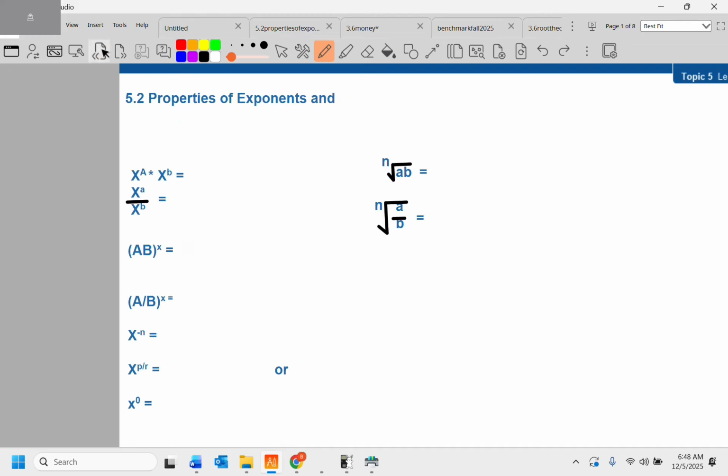5-2. Thought it'd be fun. It's probably not gonna be. This is properties of exponents, and I don't know what's supposed to be after the "and." To be quite honest with you, radicals maybe.